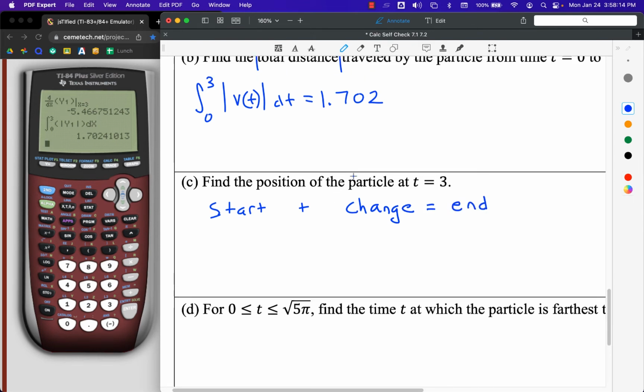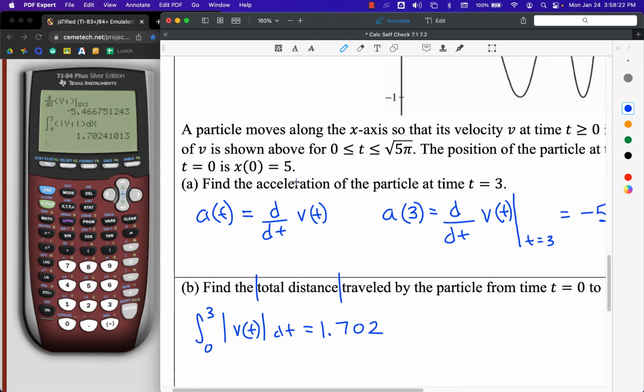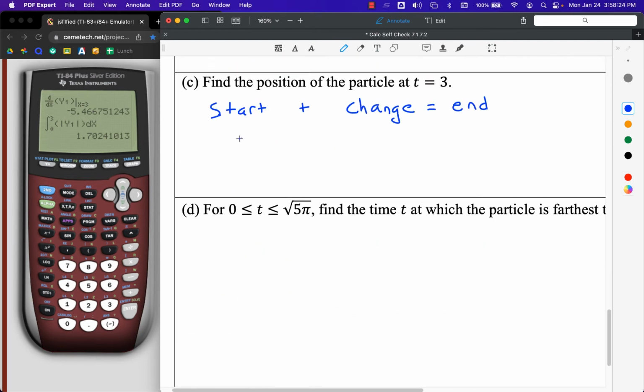So our start, I didn't even pay attention to the question. The start is, it tells us right here, the start time is 0 and the start position is 5. So I'm going to do start position 5 plus this integral. And again, what is our start time? Our start time I just said was 0, and our end time, it tells me right here, is 3. And then it's just going to be velocity, v of t dt. I'm not going to rewrite all of it. I'm just going to rewrite it like this and just punch this in the calculator and see what we get.